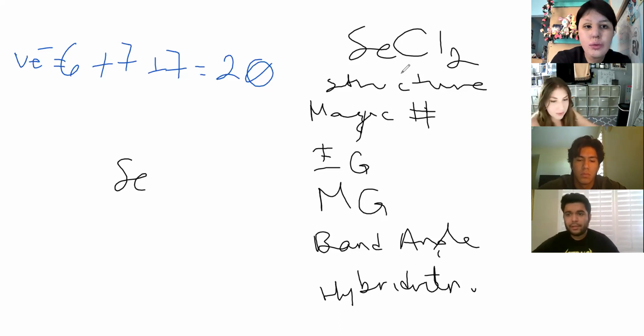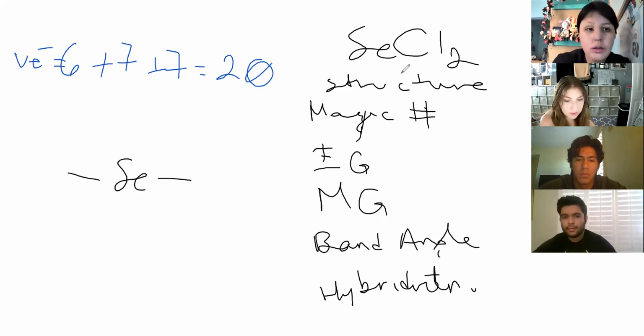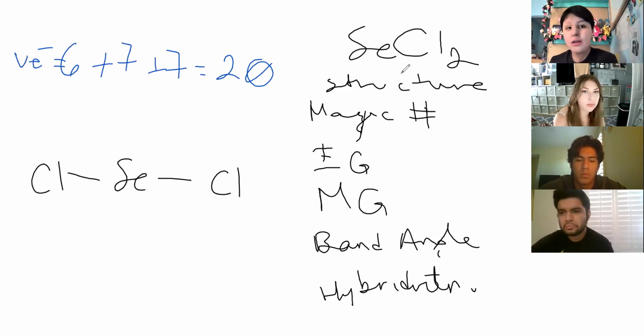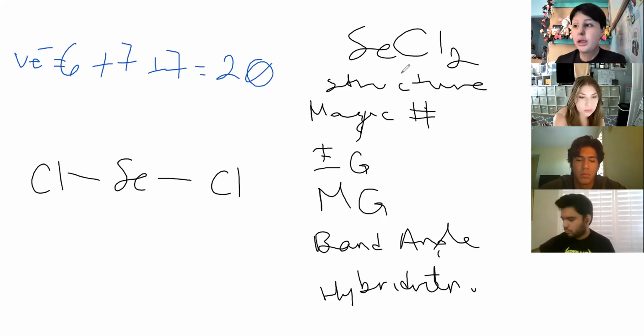Bond it with chlorine. On the chlorine, draw that skeleton. I like to say that this part is drawing the skeleton, which is just connecting the terminal atoms with the central atom. All right. What's the next thing that we're gonna do?